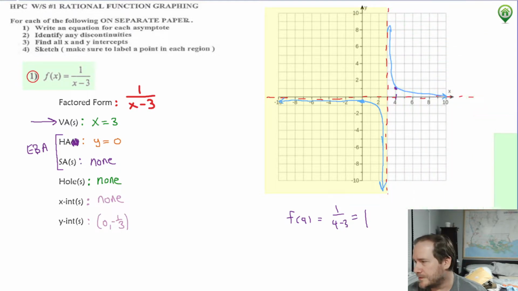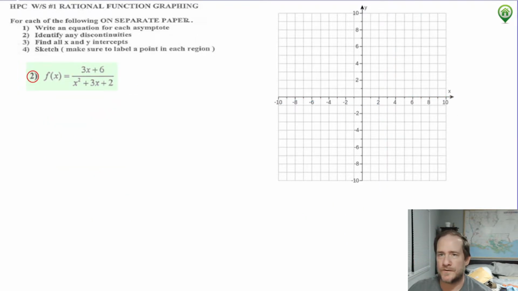I'll take this away now. I don't really need that anymore. But there's your graph. I should see the asymptotes and I should see the shape of the function. Moving on. I'm going to go faster this time.